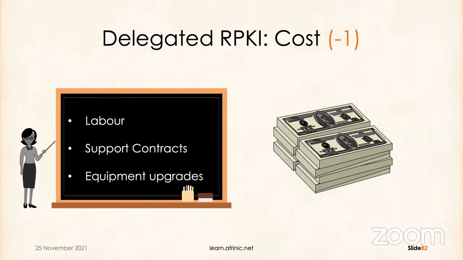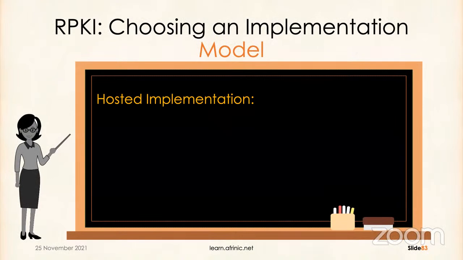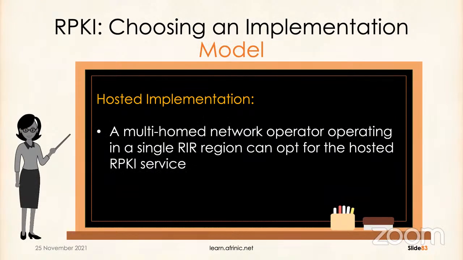Okay, so how do you know which RPKI implementation is suitable for you? For the hosted implementation, you're a multi-homed network operator, either a small ISP or just an ISP or a bank or whatever, and you operate in a single RIR region, okay? So this is suited for you, all right?